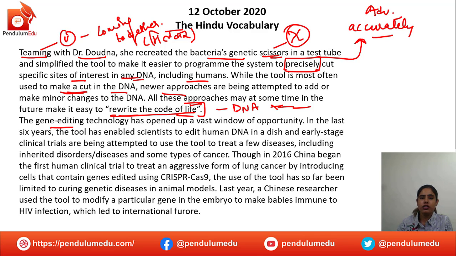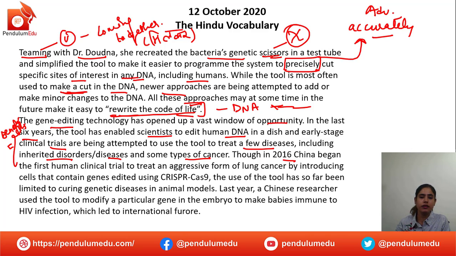The gene editing technology has opened up a vast window of opportunity. In the last 6 years, the tool has enabled scientists to edit human DNA in a dish, and early stage clinical trials are being attempted to use the tool to treat a few diseases, including inherited disorders or diseases and some types of cancer. So these are the benefits stated of how this technology has been used so far by the researchers and doctors. They have been using it in a dish, cutting it, researching it with the diseases that it is associated with. It could be inherited disease, it could be some types of cancer. So they are trying to find out solutions to all of this.